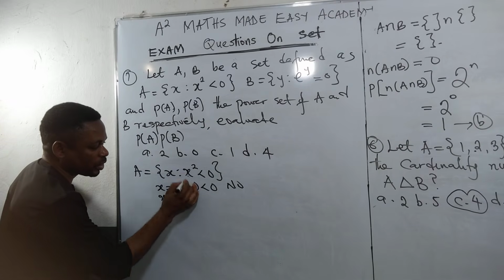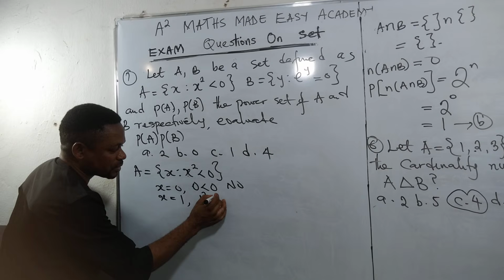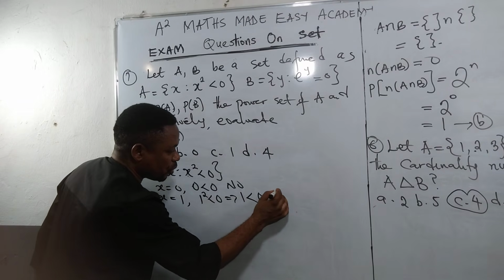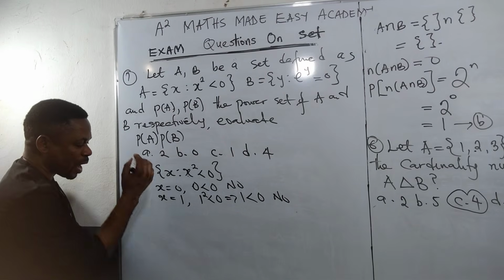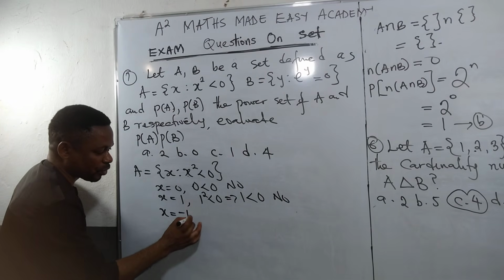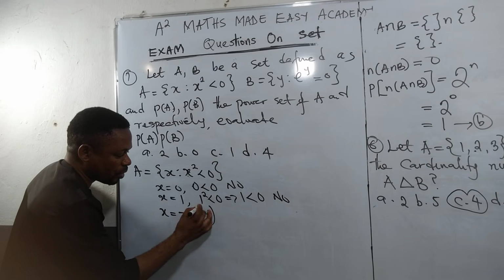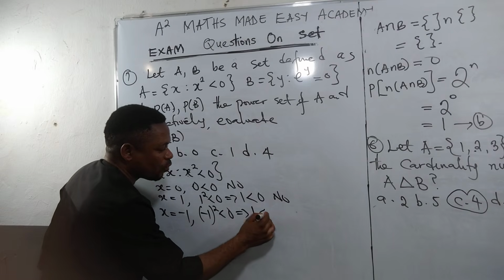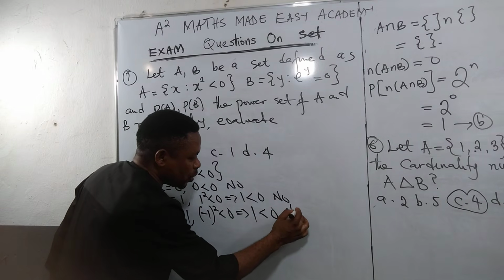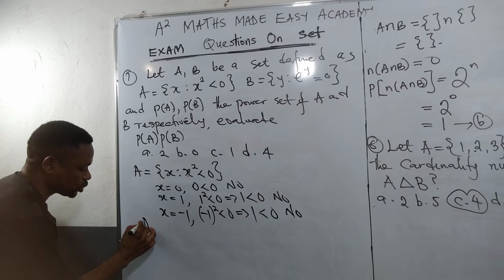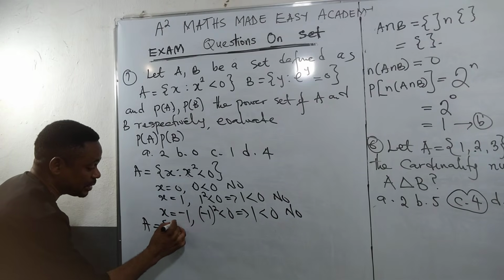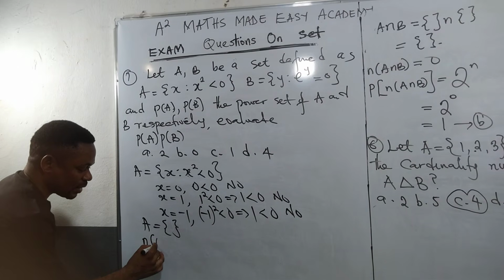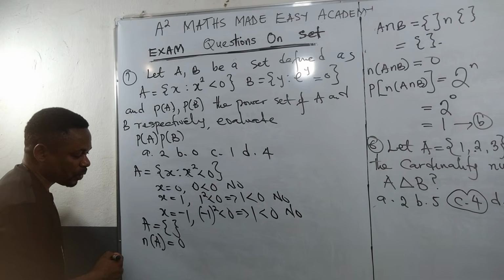When x is 1, now watch again. It becomes 1 squared, less than 0. What is 1 squared? 1 squared will give you 1, and 1 less than 0 is no. 1 can never be less than 0. I'll continue to negative. Let's say minus 1 also. Minus 1 all squared, less than 0. If you square minus 1, it will give you 1, and 1 can never be less than 0. So no. Which means in this particular option, set A is an empty set. So the cardinality of an empty set is 0. Am I communicating now?